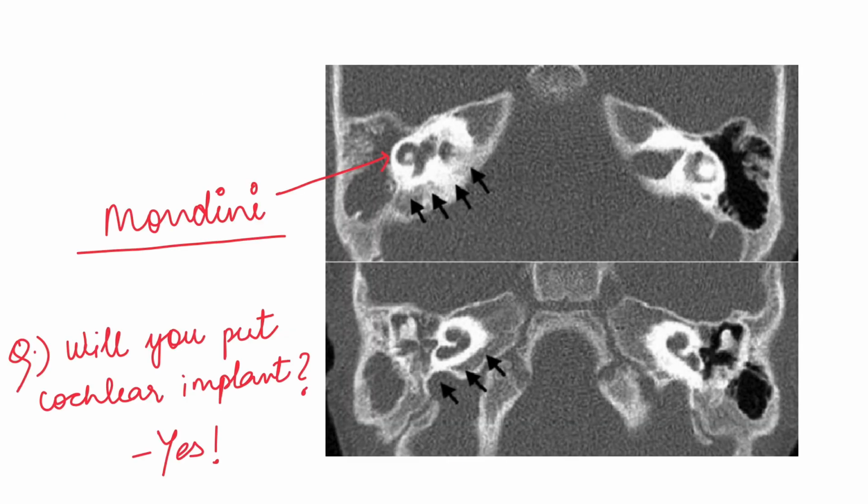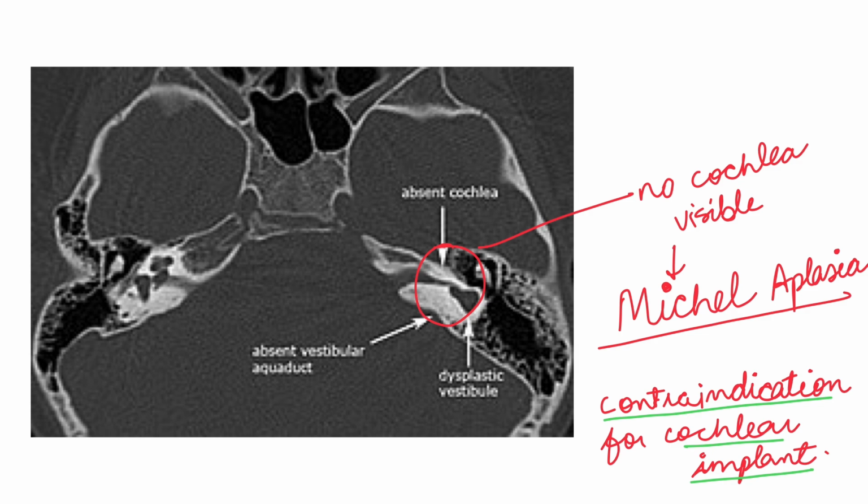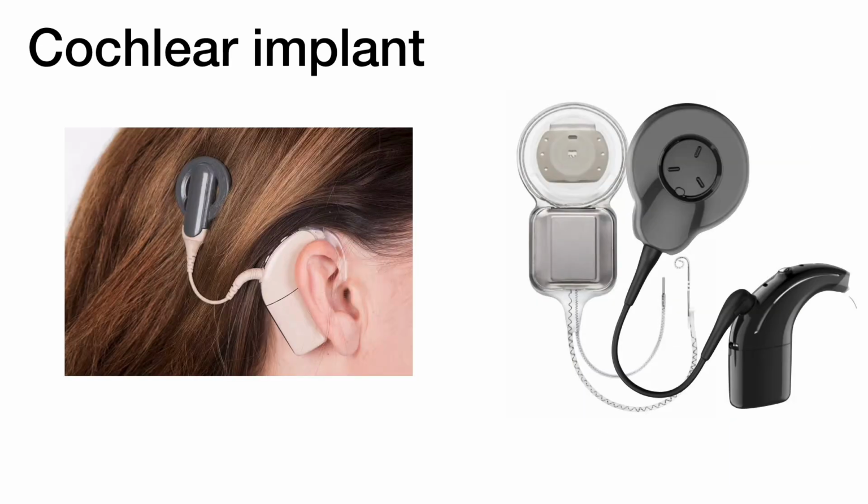Here's a picture of Mondini aplasia, and since there's a cochlea present here, even though it has fewer turns, if you compare it with the other side, we'll still put a cochlear implant. If you see here in Michel aplasia, there's no cochlea, right? So if you put a cochlear implant, there won't be any help because there isn't any cochlea.